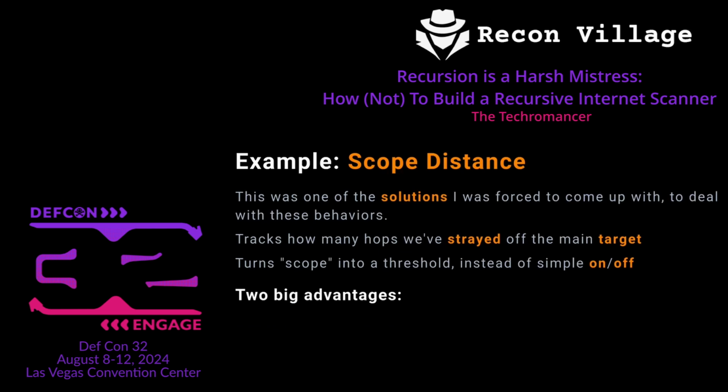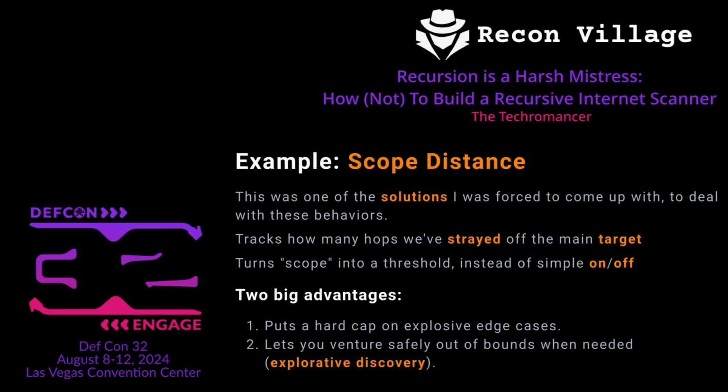Okay, one of the biggest lessons, or I guess solutions, that I was forced to come up with to deal with these recursive behaviors was scope distance. This is basically an internal feature of BBOT that helps keep those explosive edge cases from happening, and lets you step safely out of bounds one or two hops without worrying about going completely crazy.